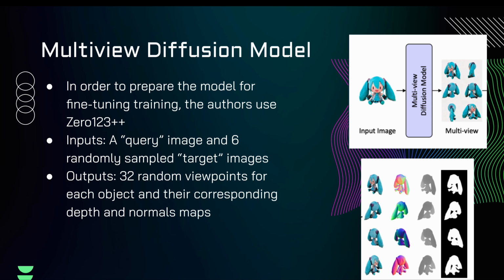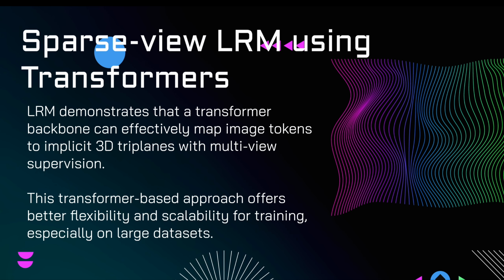Moving on to the multi-view diffusion model, in order to prepare the model for fine-tuning training, the authors use Zero123++. As input, it takes a query image and 6 randomly sampled target images. It outputs 32 random viewpoints for each object and their corresponding depth and normal maps.